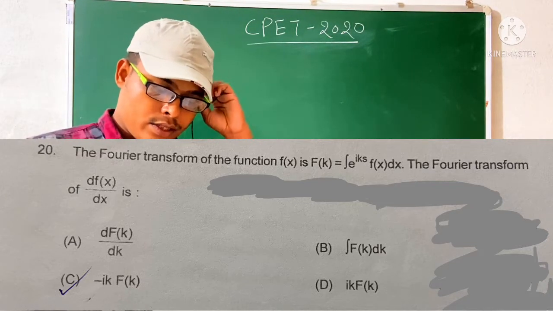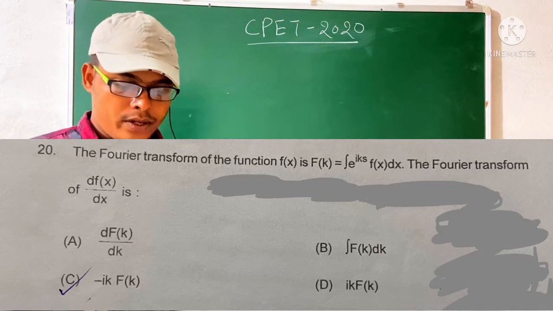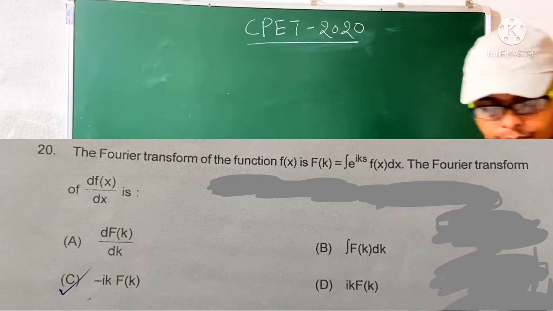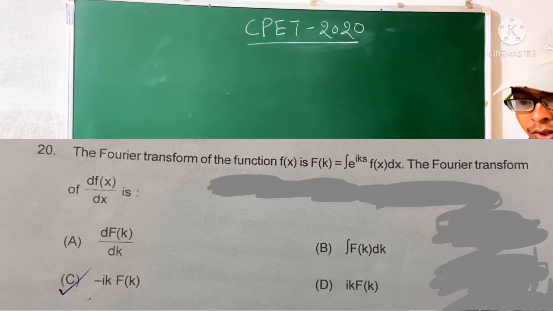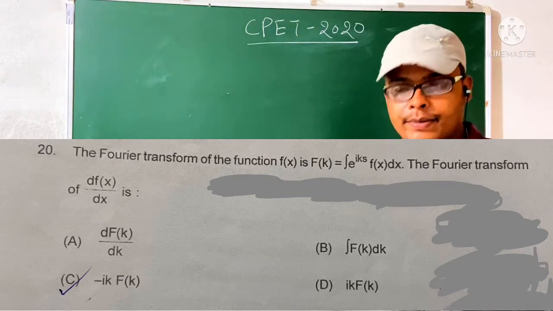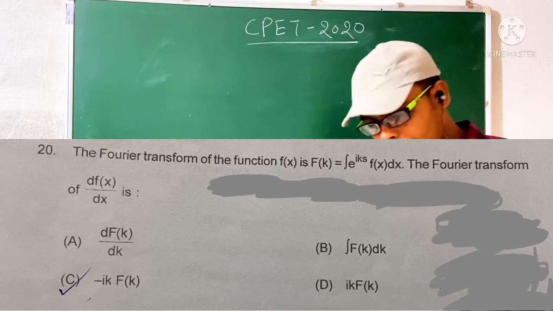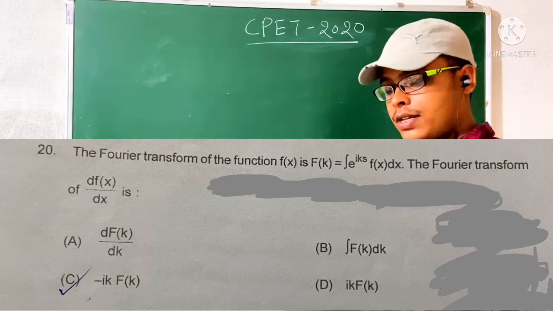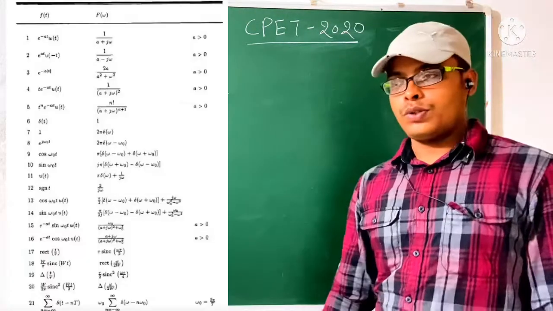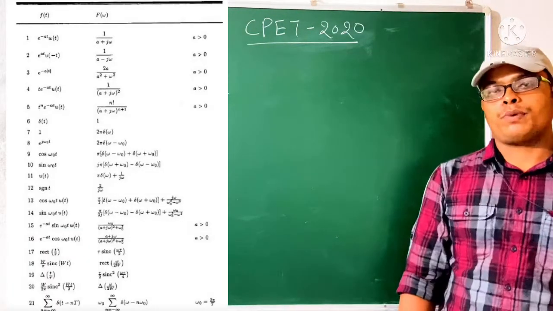Okay, so next is question 20, the Fourier transform of the function. The limit is missing. If the Fourier transform is given to you, then find the Fourier transform of the derivative of f of x. From this question we understand that the properties of the Fourier transform are most important. So you have to remember what the Fourier properties are.